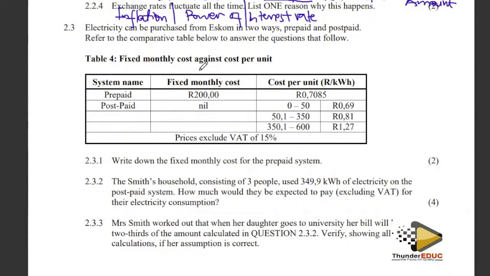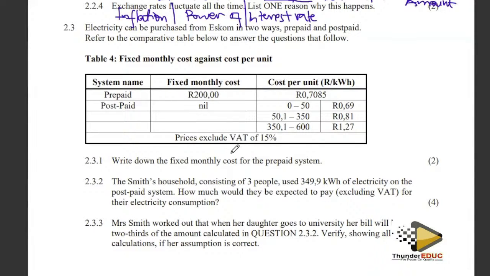All right, when we look at this, we have fixed monthly cost per unit. Now prepaid, you pay for what you're going to use, you're the one who determines. Whereas postpaid, it's one that we expect to see at the end of the month. It comes in after usage of units.